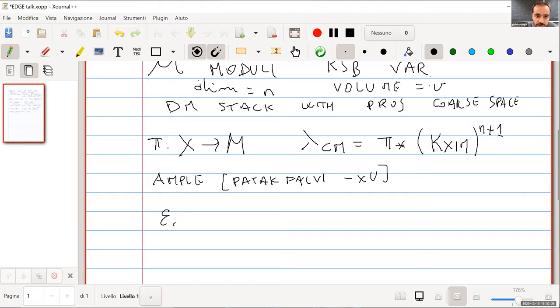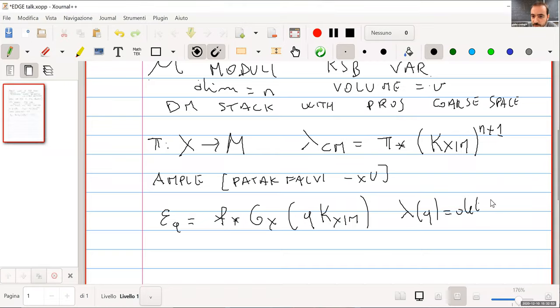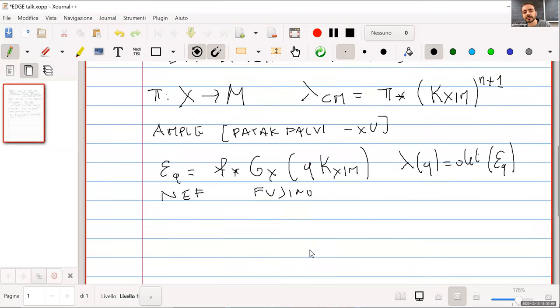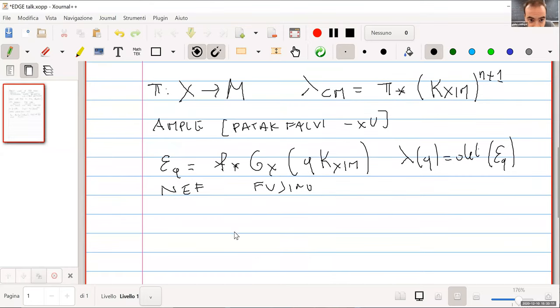Then we can look at E_q, which is the sheaf push forward of O_X(qK_{X/M}), and lambda_q to be its determinant, maybe derived push forward if needed. And both of these are nef. This is a result by Fujino, and it is a very deep result. Here you use KSB stability and Hodge theory, and it's a very delicate result.